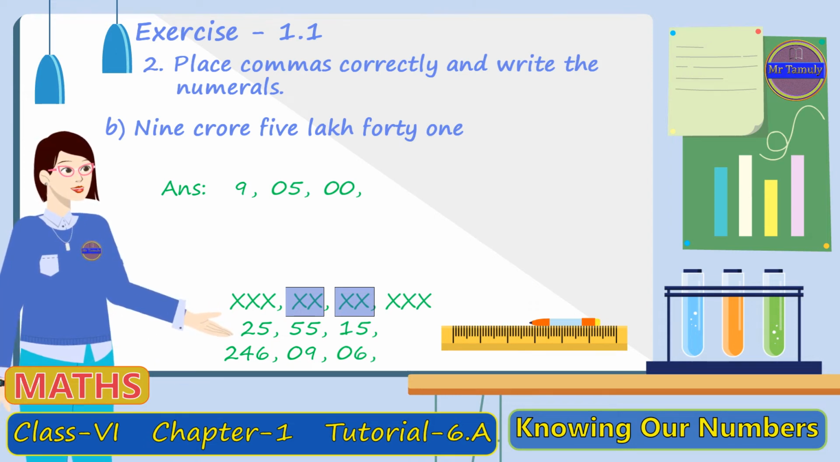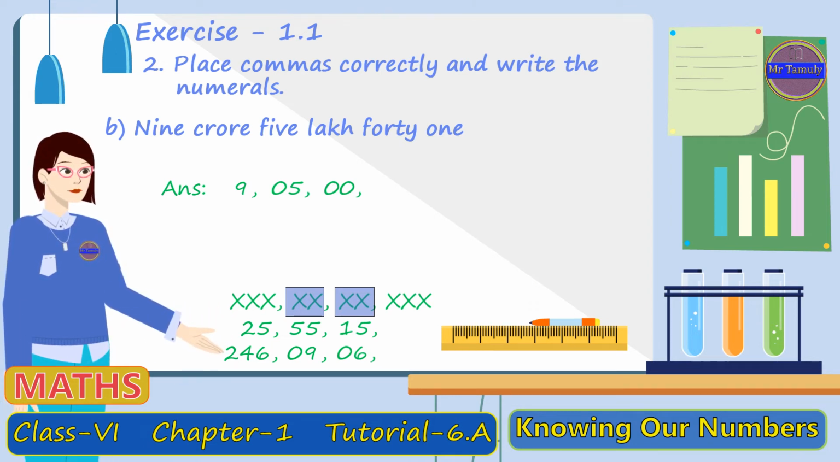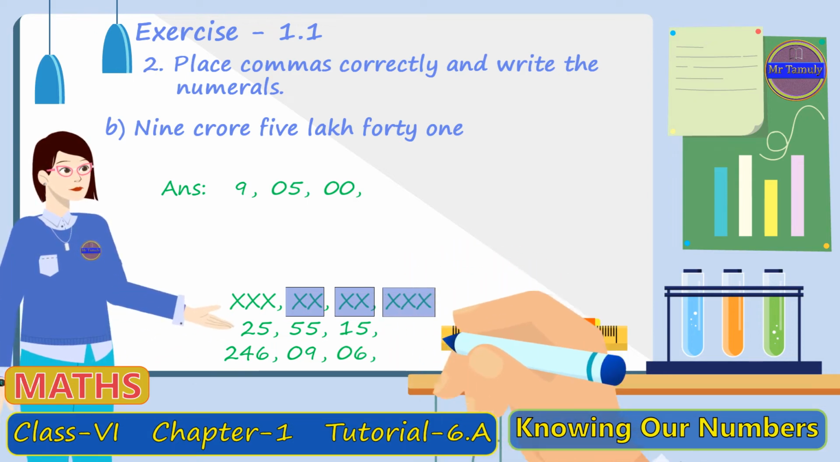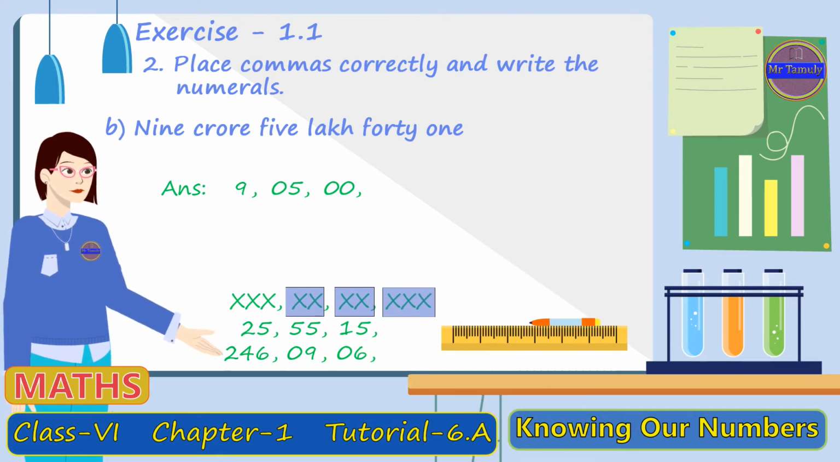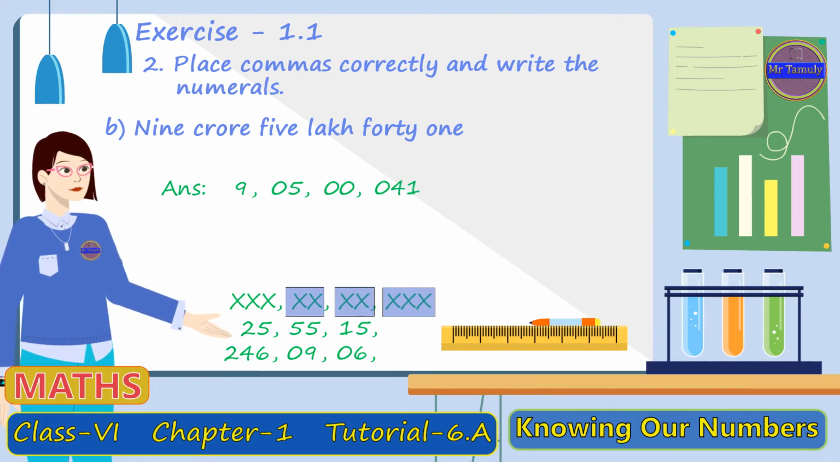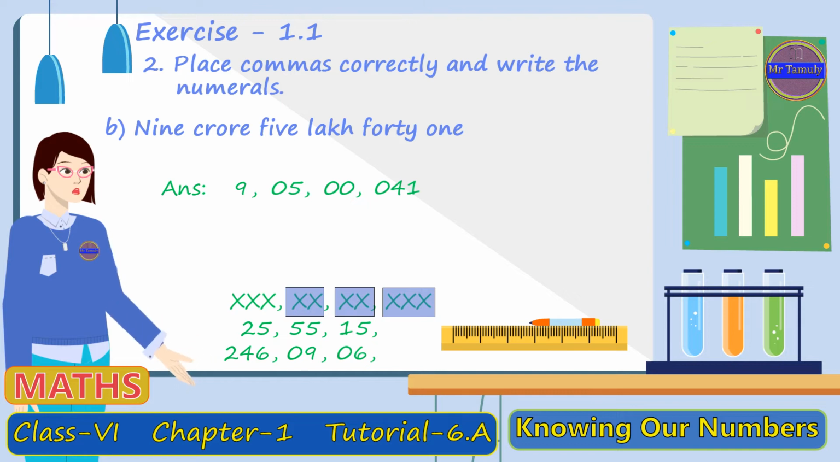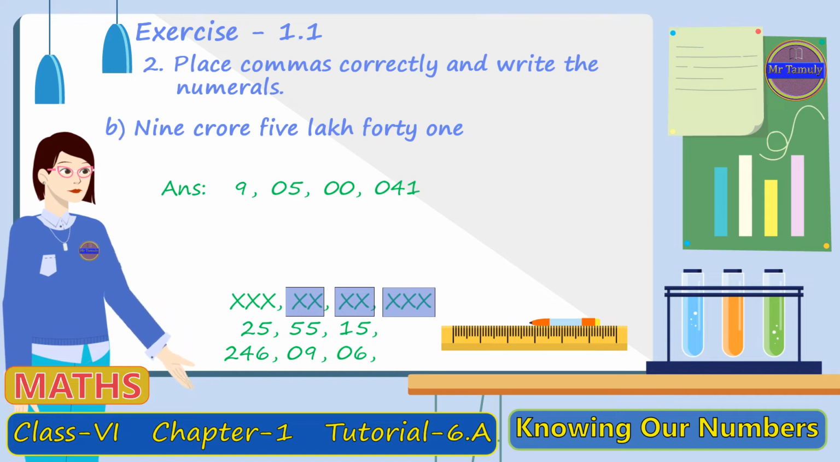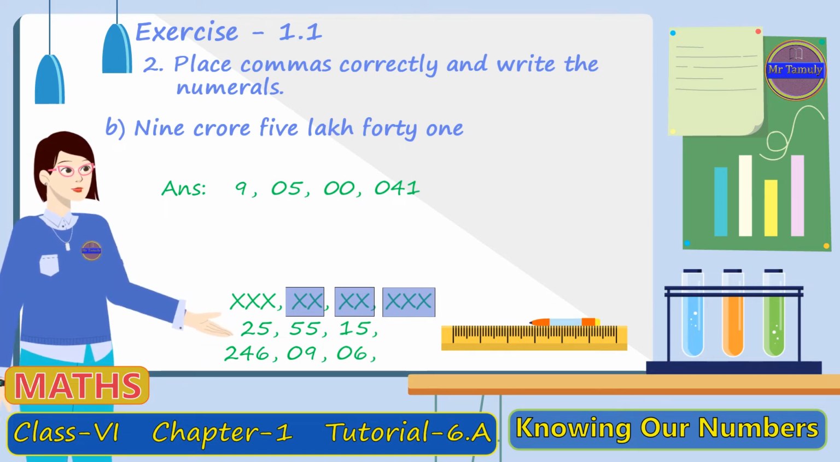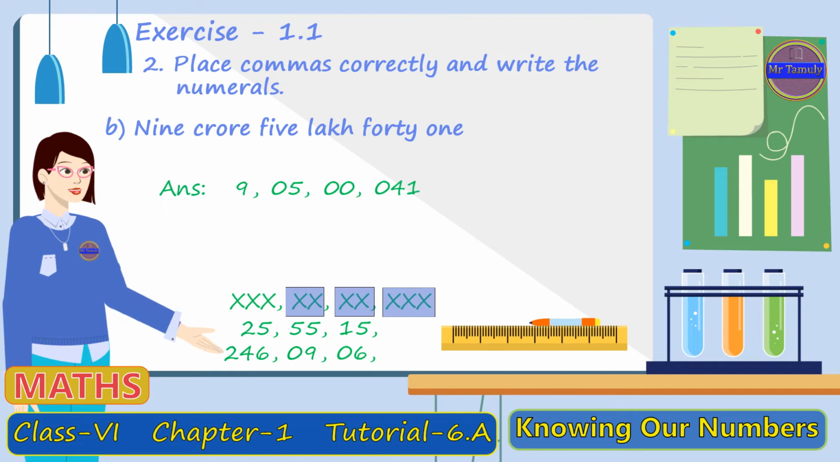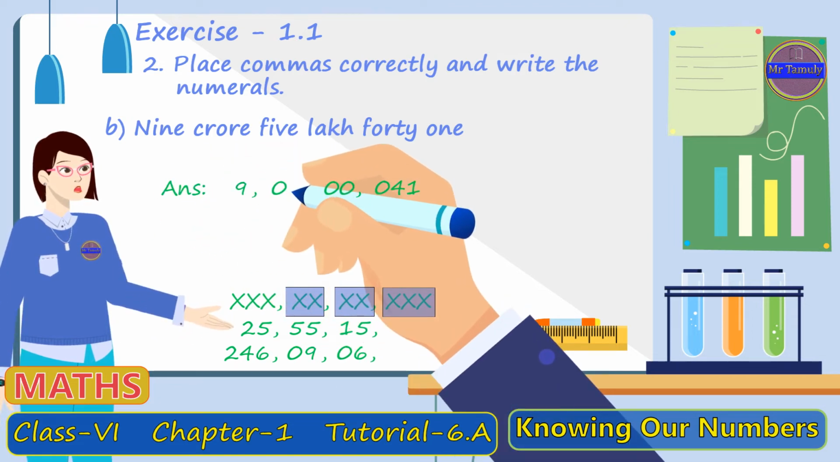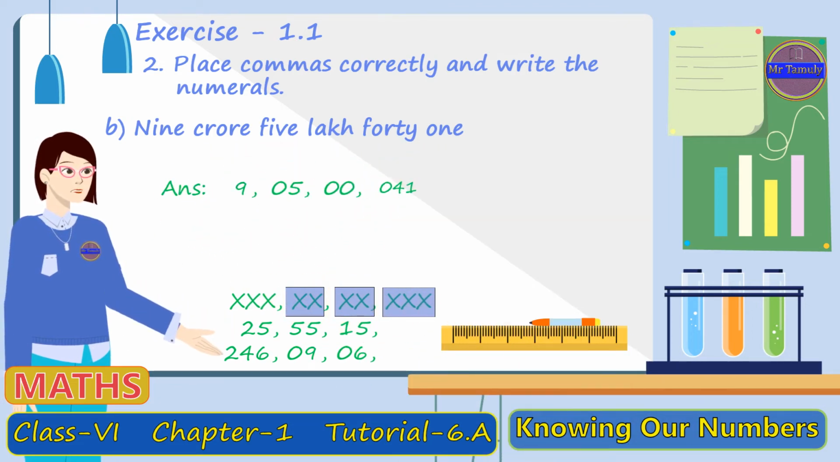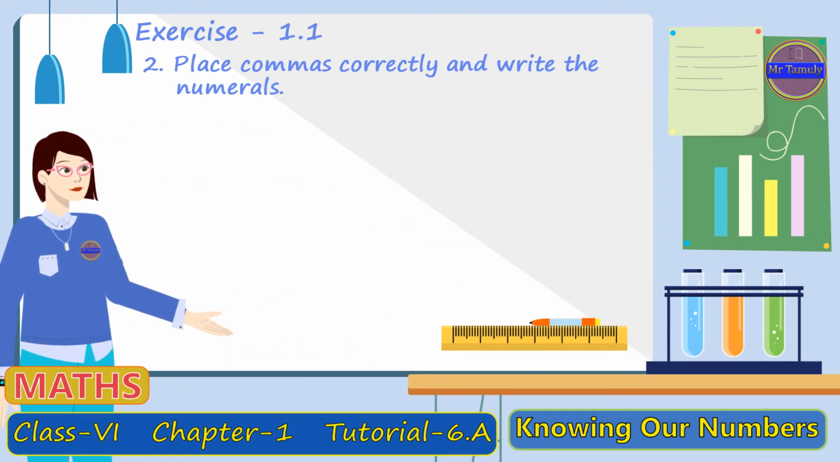Again, thousand is followed by 3 positions, 100, 10 and 1. The last part of our number is 41. For the last part we are to write 041. Since our number does not contain any hundred, we place a 0 in the hundreds position. So 9 crore 5 lakh 41 in numerals is 9,05,00,041.